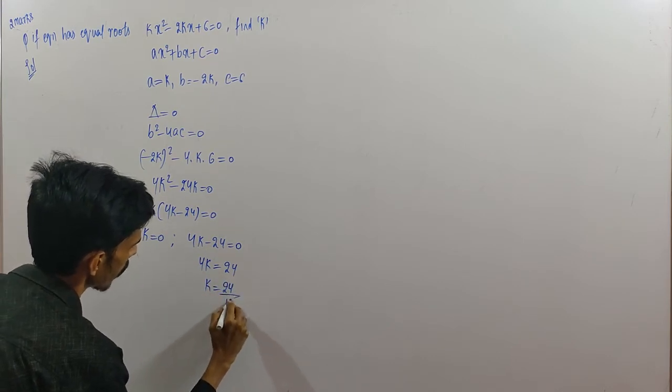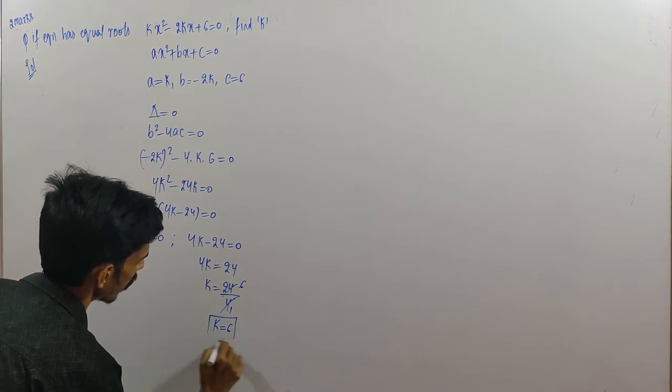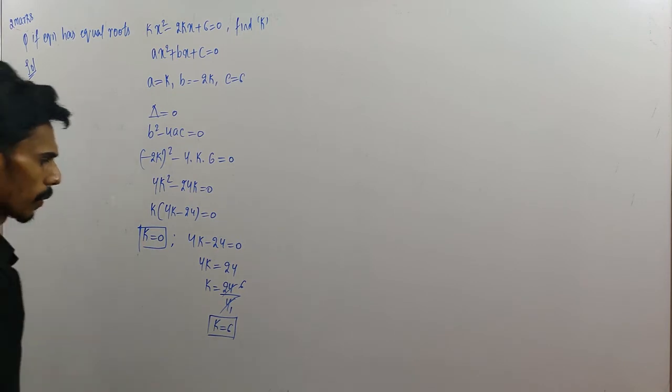So we have 24 by 4, 4 sixes are 24. So we have two values of k. k is equal to 0 and k is equal to 6.